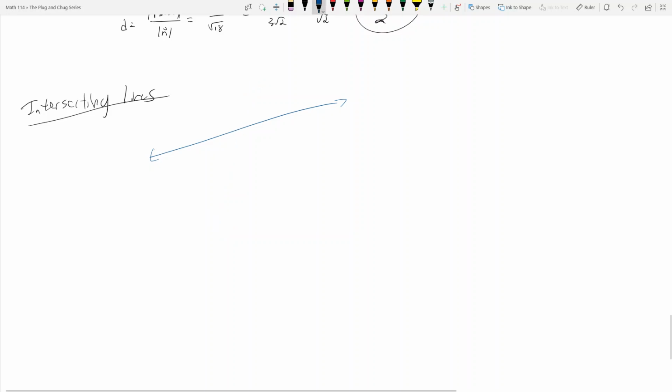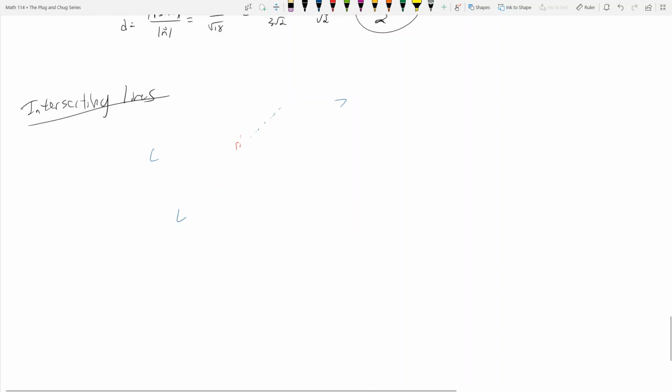I'm bad at drawing, but let's just say there's going to be some distance between these two lines that they just miss each other by. So these two lines are skew. Remember, we're talking about 3 dimensions here. So lines can intersect, they can be parallel, or they can be skew.